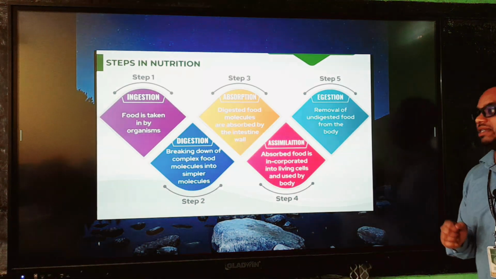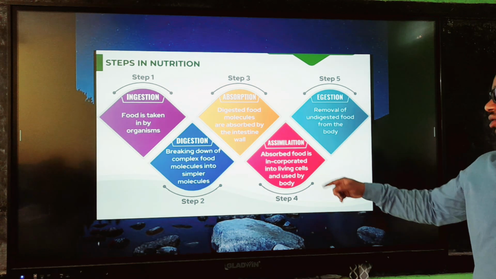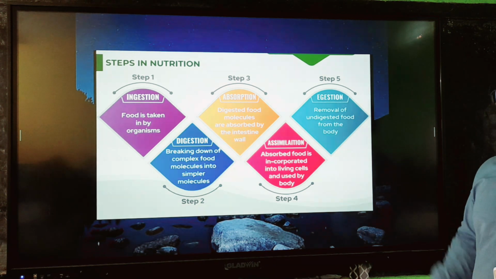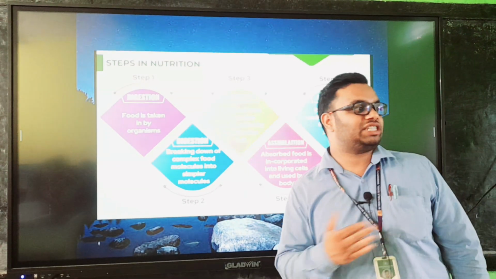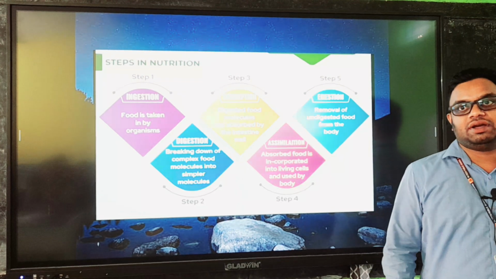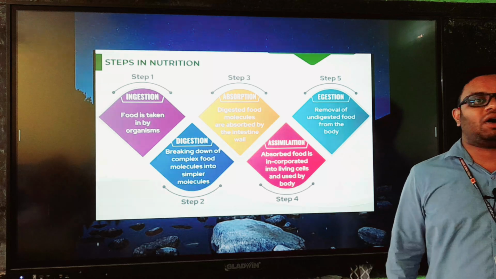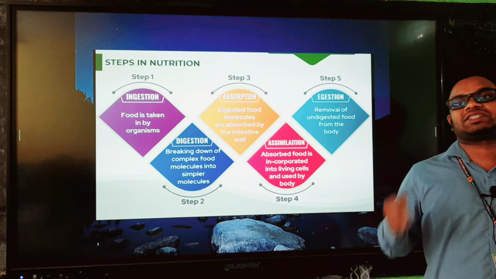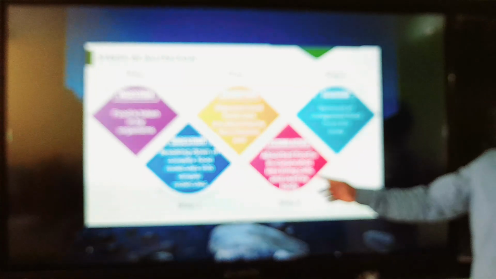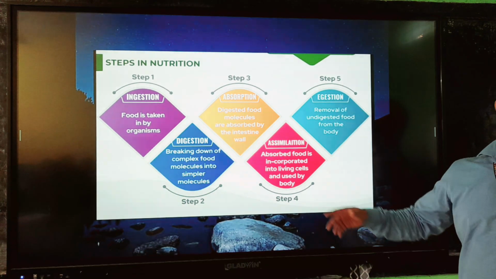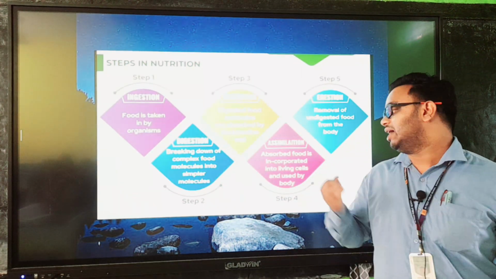Then assimilation. Assimilation means absorbed food is incorporated into living cells and used by the body. All the nutrients reach each and every cell of our body. We have blood, which is the connective tissue of our body. Blood takes all the nutrients to the trillions of cells in the body, and all those cells get nutrients. Then our cells utilize the nutrients and the energy.